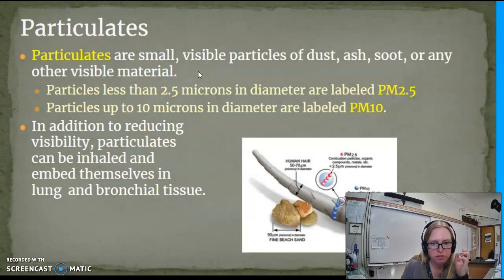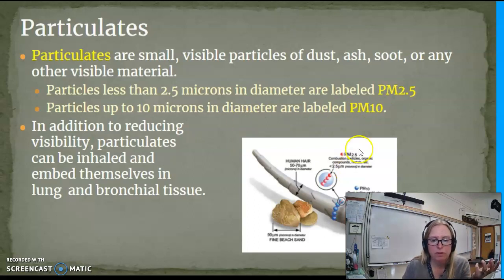Particulates, these are really small. We see these from our wildfires in our area. There are two sizes: less than 2.5 microns, which are really, really tiny, we call those PM 2.5, and then particles up to 10 microns in diameter, we call those PM 10. So during wildfire season, we monitor for those. There's actually a monitoring station at the elementary school.